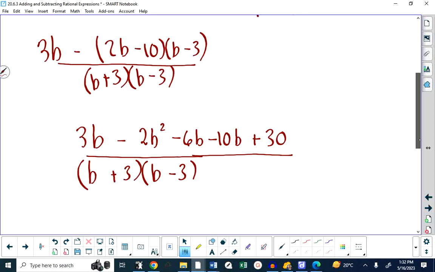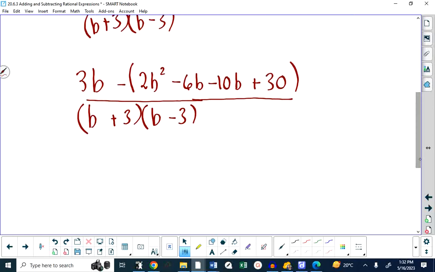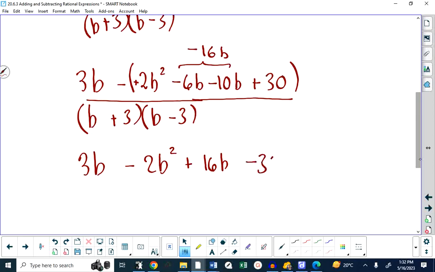Right, I'm subtracting this entire thing. Okay? It's such a simple mistake to make. You just don't want to make it. What do we do when we're subtracting something in brackets? We remove the brackets and switch all of the signs. That's one way to handle it. This is negative 16b. So when I subtract that, I get 16b and then minus 30.